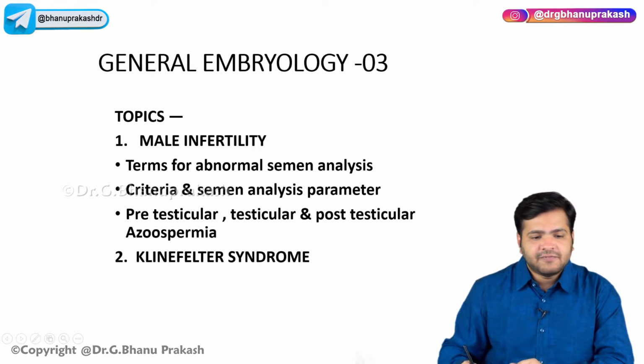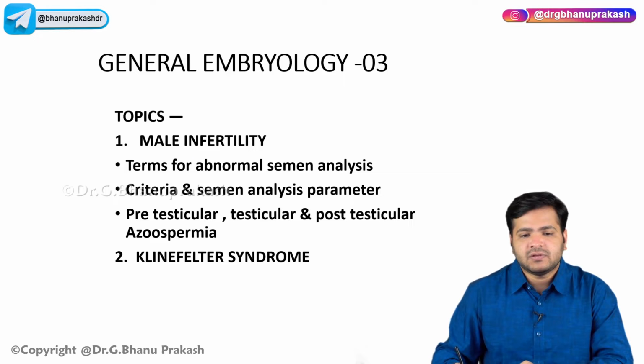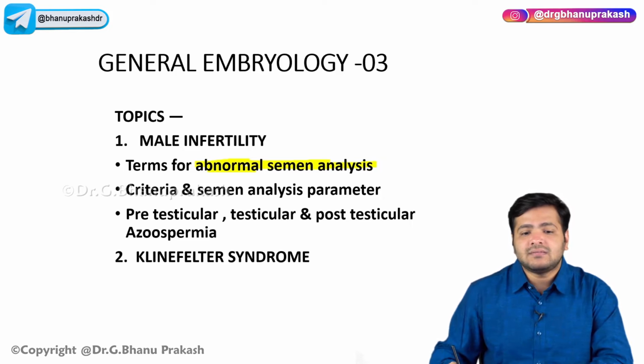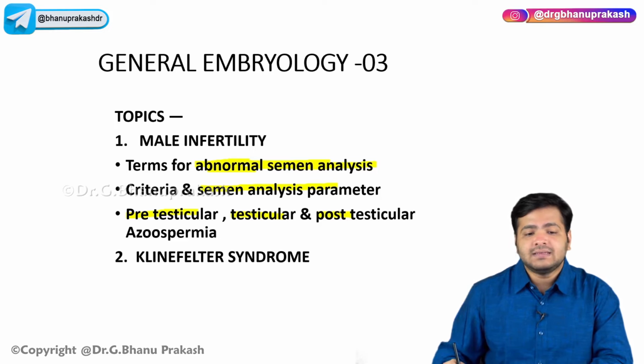Now, in male infertility, I will be focusing on the abnormal semen analysis, the terms that we use for abnormal semen analysis. Apart from that, I will be talking about the criteria and the semen analysis parameters, like the semen volume, total sperm number, total motility, vitality, everything. Apart from that, I will be discussing the pre-testicular, testicular and post-testicular azoospermia. And later on, I will be discussing Klinefelter syndrome. So let's start.